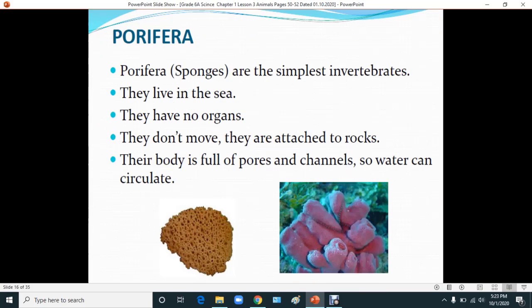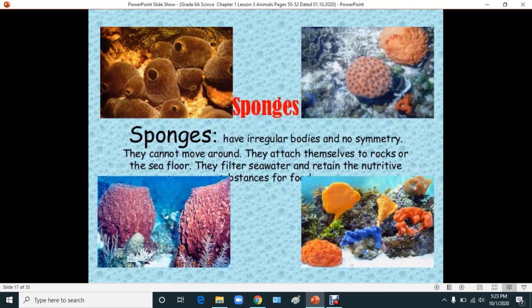Here the sponges are the smallest and the simplest invertebrates. They live in the sea. They have no organs. They don't move. They are attached to the rocks, and their body is full of pores. You can see here the pores and channels, so water can circulate in them. So these are the sponges. You can see from the different pictures how they look and how they are attached to the rocks.